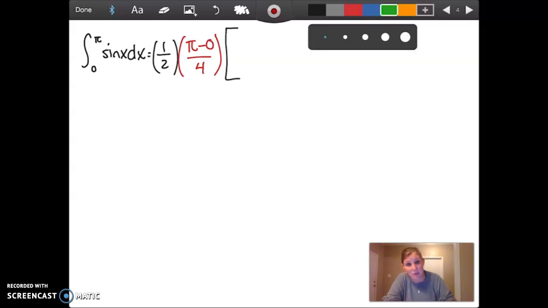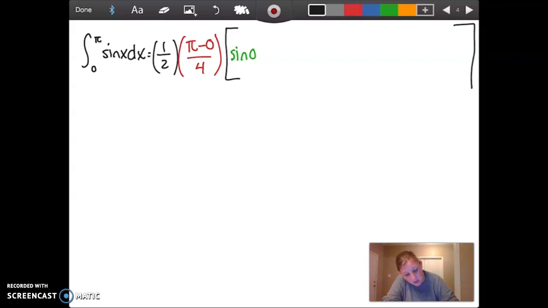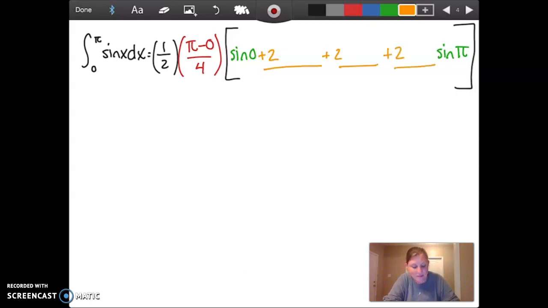That means I have to use my function. My function is sine x. I'm going to start with sine 0, and based on what we just said, we're going to end with sine pi. But how do I figure out all of those numbers in between? I might know that they're all going to be multiplied by a 2, but what does it mean as far as what is the rest of that number? What is the rest of this one? What is the rest of this?